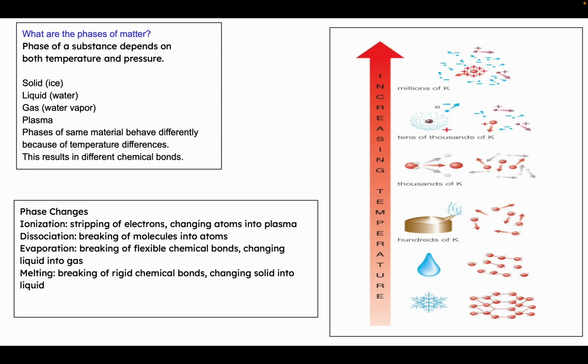Now we can consider what the phases of matter are. We know the phases of substances depend on both temperature and pressure. On the earth we get four kinds of phases of matter: one is solid, one is liquid, another is gas, and another is plasma. So ice is the solid, water is the liquid, and water vapor is the gaseous phase.